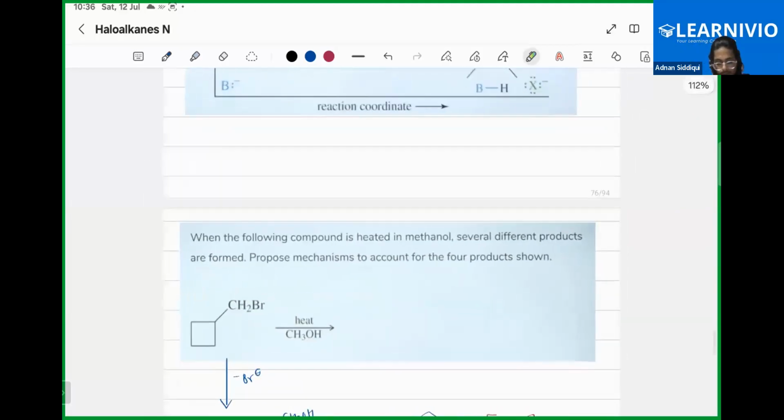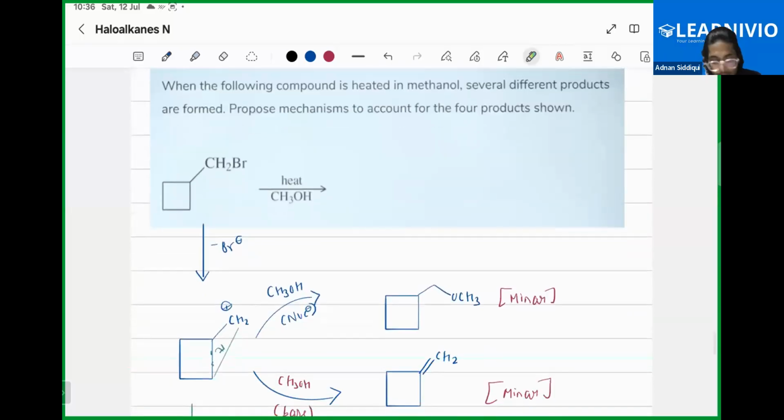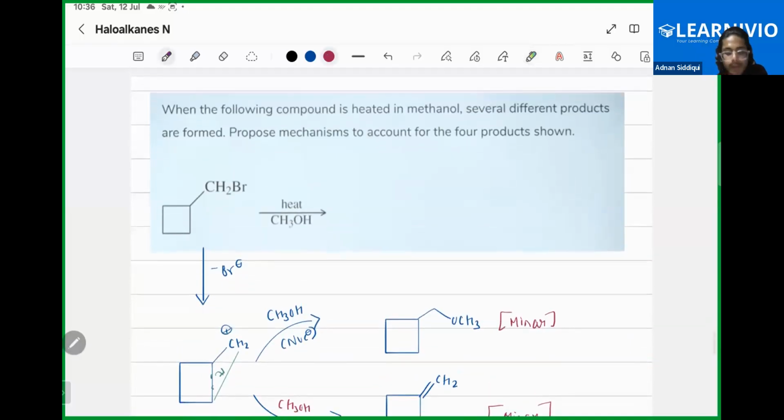So see, what is the question here? When the following compound is heated with methanol, several different products are formed. Propose a mechanism for the following reaction. So first thing is you need to identify whether it is going through SN1 or SN2. So for this one, let me specify this. We have to go through SN1 reaction. So let us think what we can do.